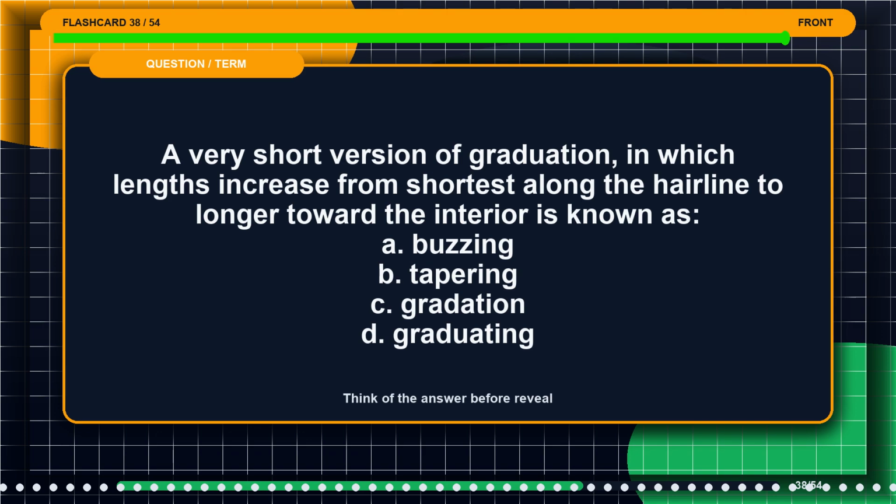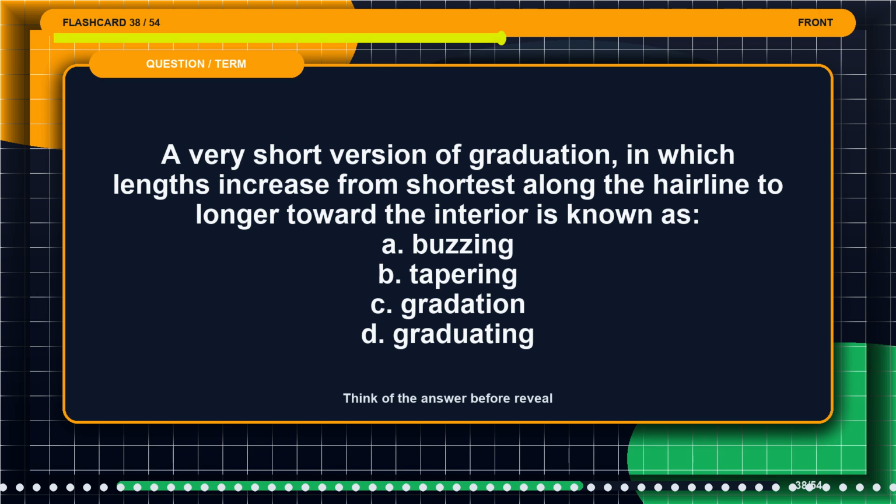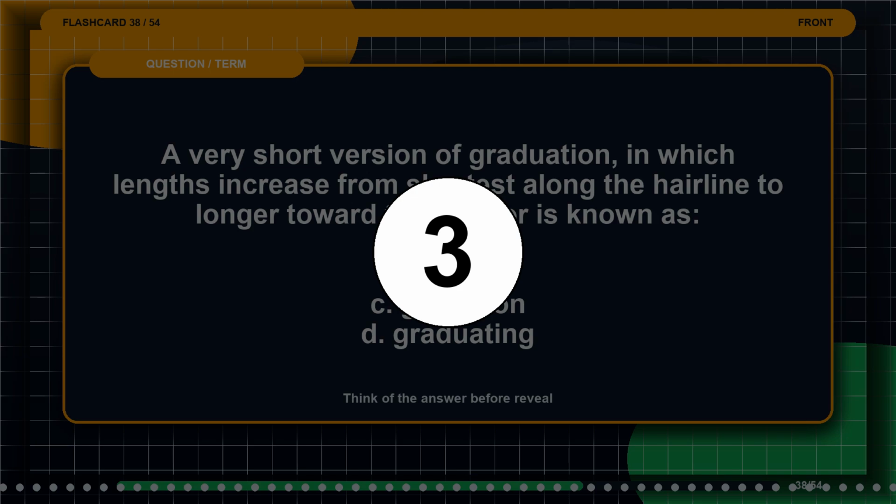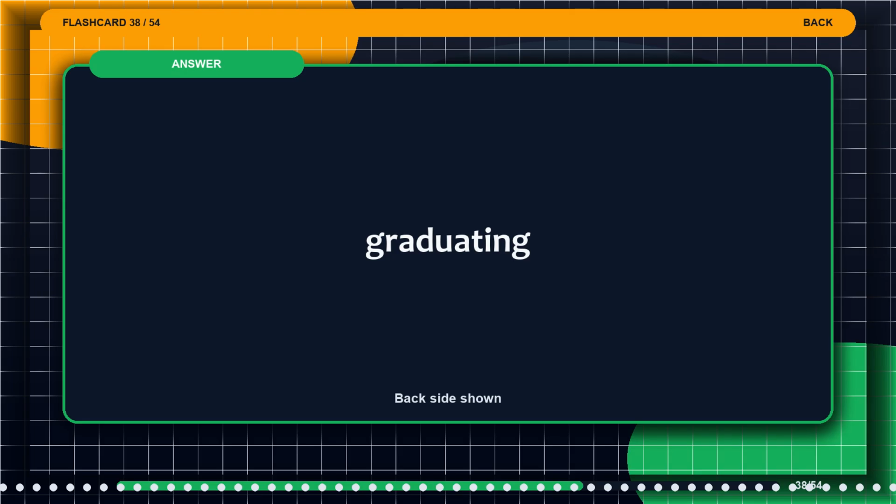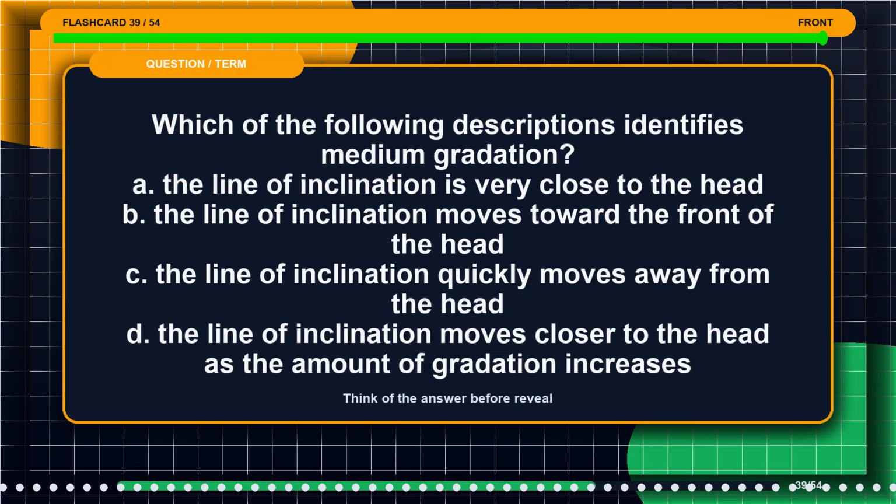Flashcard 38. A very short version of graduation, in which lengths increase from shortest along the hairline to longer toward the interior, is known as A. Buzzing. B. Tapering. C. Gradation. D. Graduating. Pause and think of the answer before the reveal. The answer is graduating.